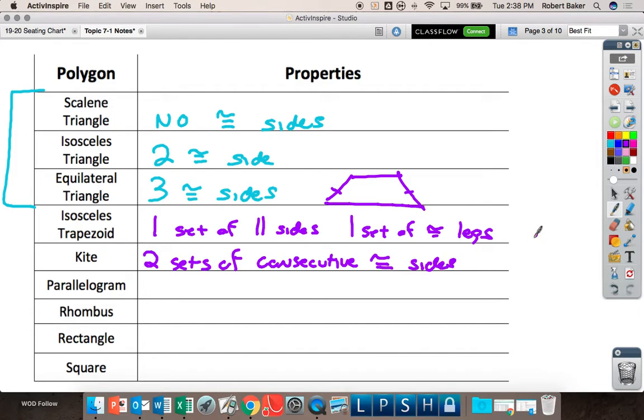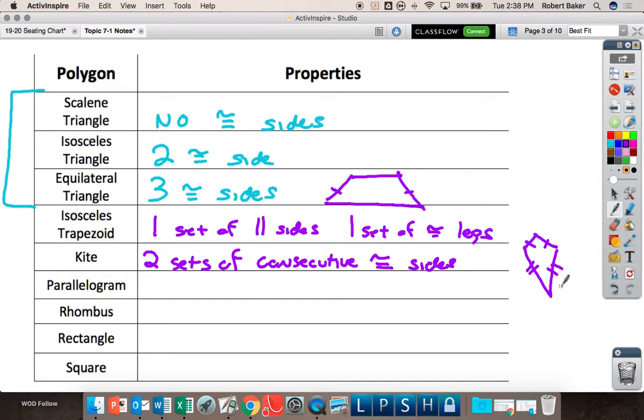So that's where we have two sides that are the same length and two other sides that are the same length. Two sets of consecutive congruent sides. No opposite sides are congruent. Right, now more of our layup shapes.